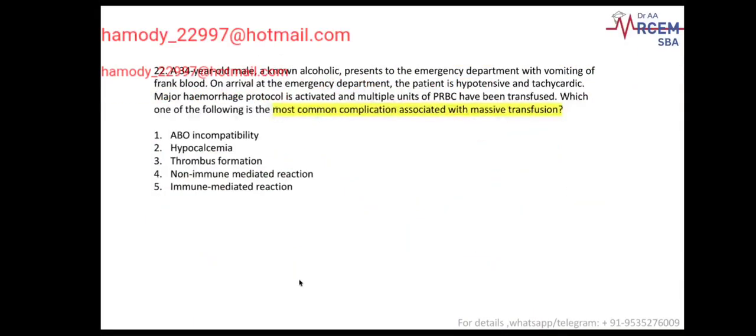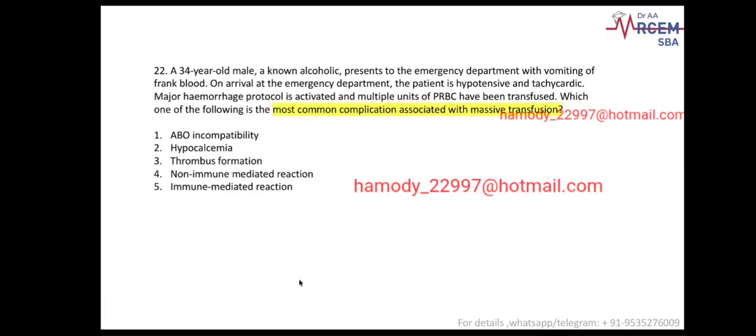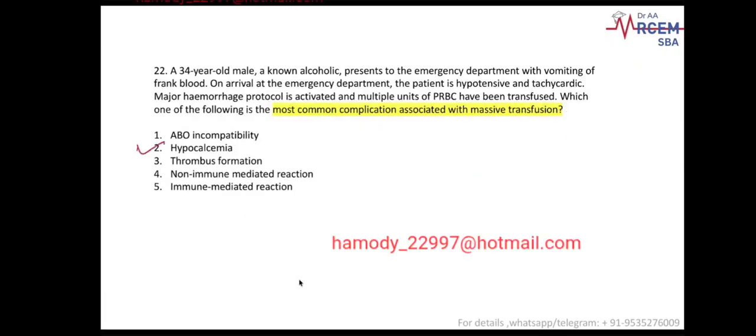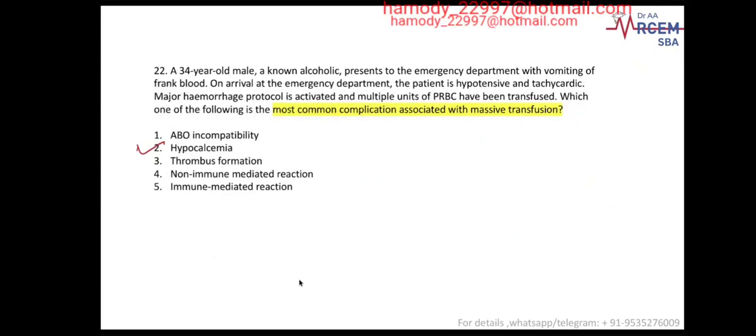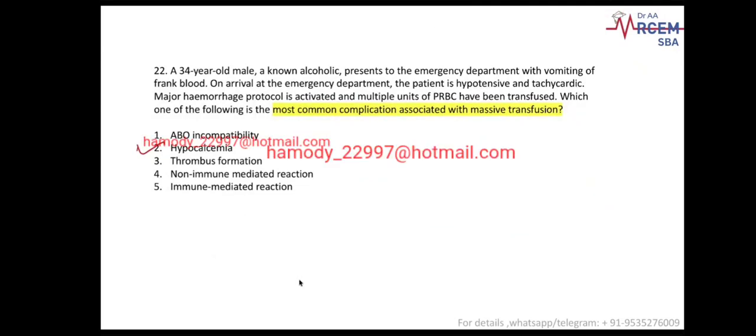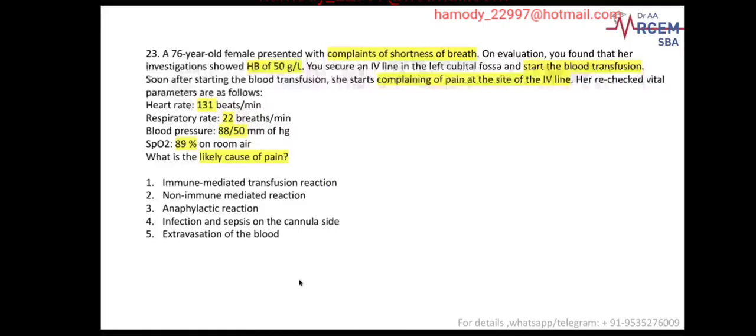Most common complication with a massive transfusion is hypocalcemia because blood is stored in a citrate medium. And massive transfusion, we call it if you're taking more than 10 units in 24 hours or you have transfused 4 units in an hour's duration.